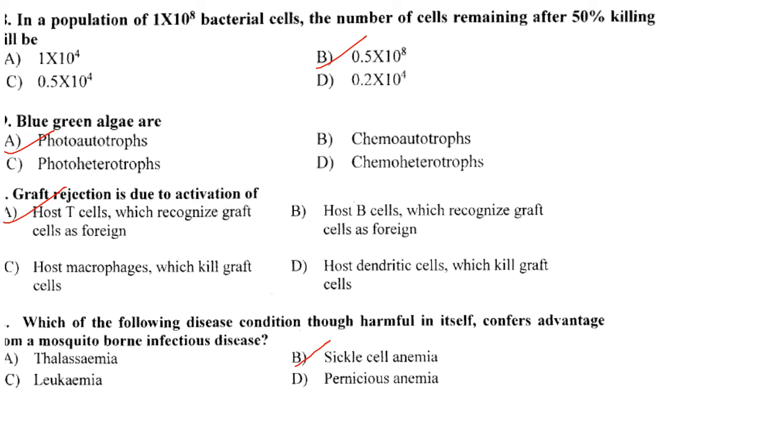Which of the following disease conditions, though harmful in itself, confers advantage against a mosquito-borne infectious disease? It is sickle cell anemia against malaria. So the answer is option B, sickle cell anemia.